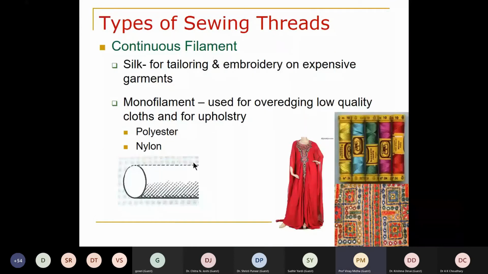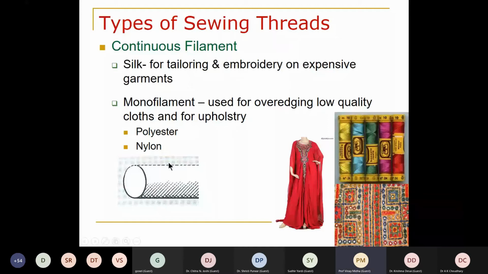Then we have the continuous filament sewing threads, which can be made from the silk fibers for tailoring and embroidery on expensive garments. Or we have the monofilament threads also, which are used for overedging low quality cloths and for upholstery. They can be made from polyester fibers or nylon fibers.